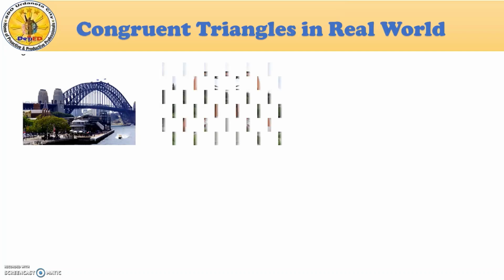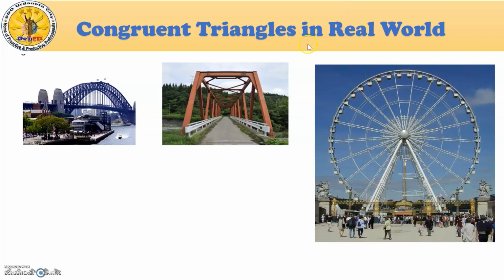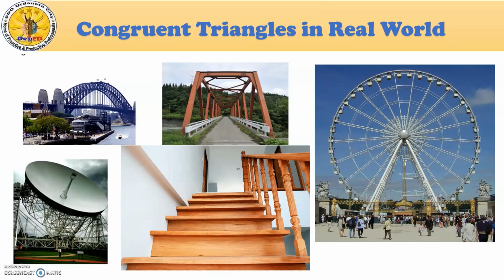Congruent triangles are deemed to be very important, most especially in construction, when we need to reinforce structures so that they are strong and stable, like a footbridge, bridge, Ferris wheel, plant, and stairs.